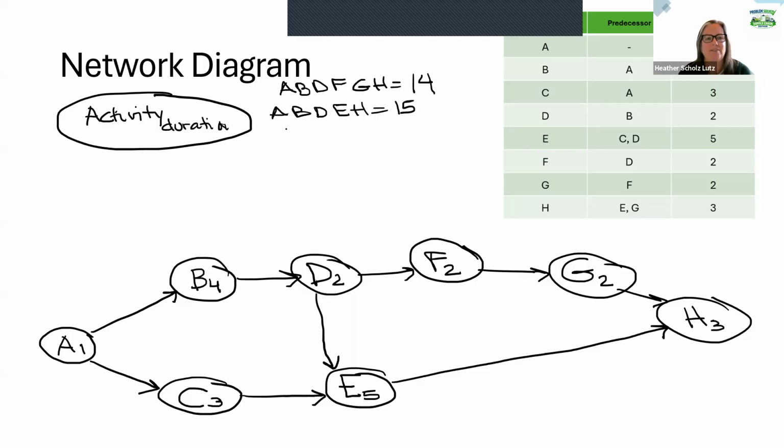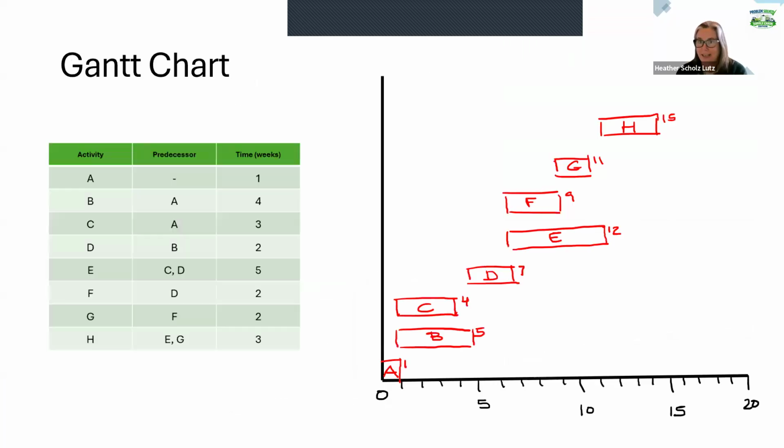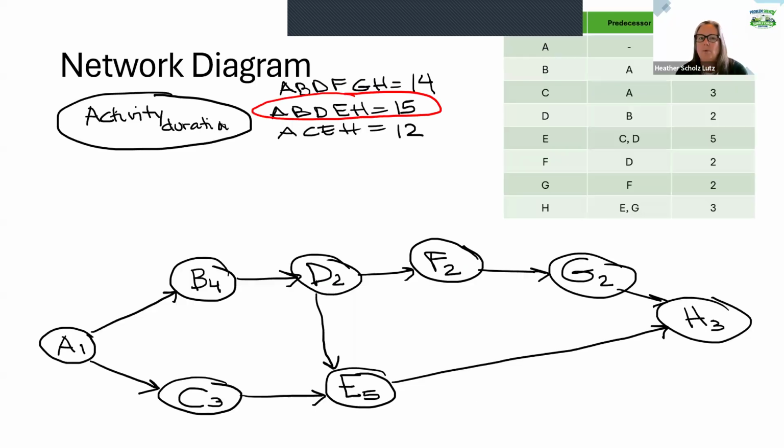And then we have A, C, E, H. So that's 4, 9, 12. So in this case, it shows us that there are three different paths through the network, and we're going to choose that longest path in terms of our project duration. And if we go back to our critical path, that's exactly how long we said it was going to take. So we can also find the project duration from the network diagram.